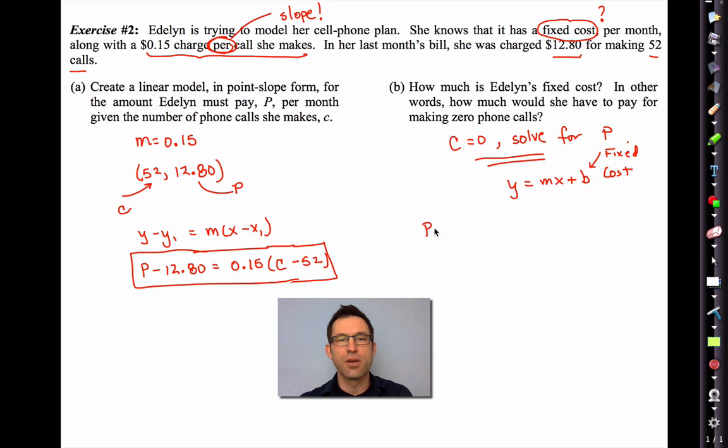Let's rearrange this a little bit. Of course, the way that we're going to rearrange it is by doing what we always do. We're going to distribute that. Now, of course, that's going to require our calculator, unless you really want to do 52 times 0.15 in your head. But assuming that you do that on your calculator, it ends up being 780. Then I can add 1280 to both sides.